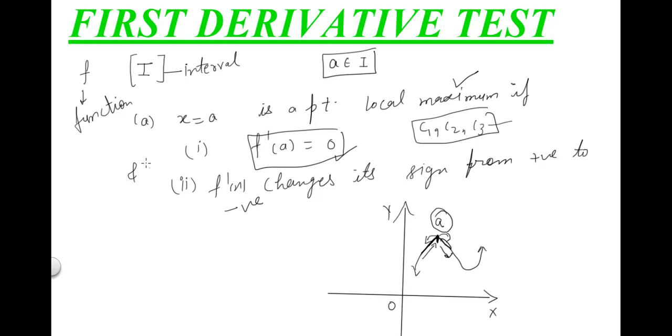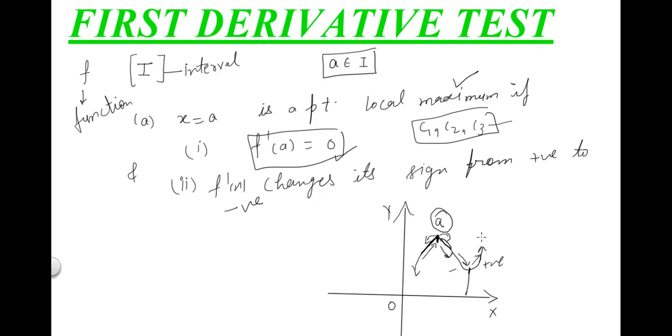It will be known as a point of local minimum if f dash x changes its sign from negative to positive. Now if we check at this point, just see, it was decreasing, that means it is negative, and then it started increasing. So from negative to positive, it will be a point of local minimum, otherwise a local maximum. Clear?